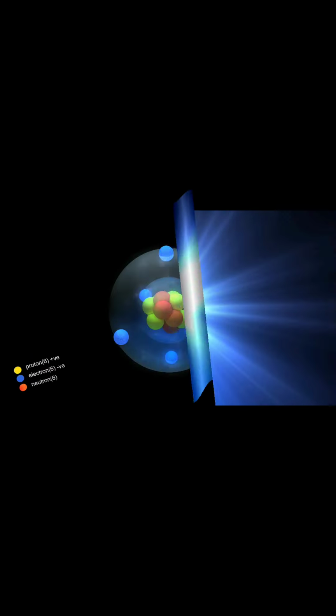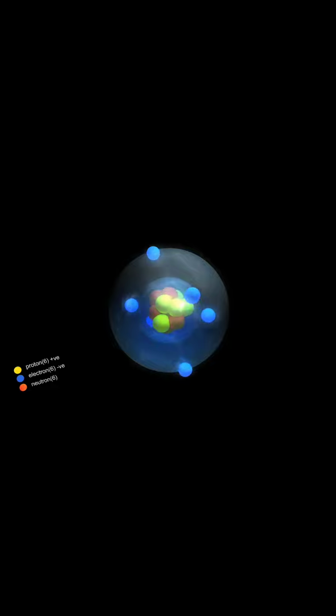One such element is carbon. Carbon is the sixth element on the periodic table. It contains 6 protons, 6 electrons, and 6 neutrons. There are 2 electrons on the first shell and 4 on the second shell.